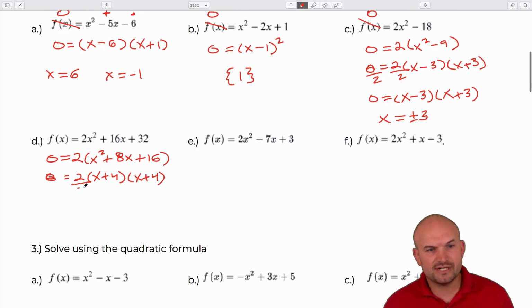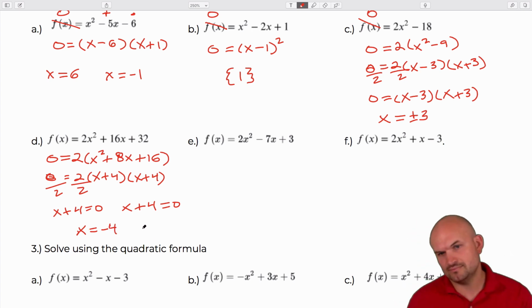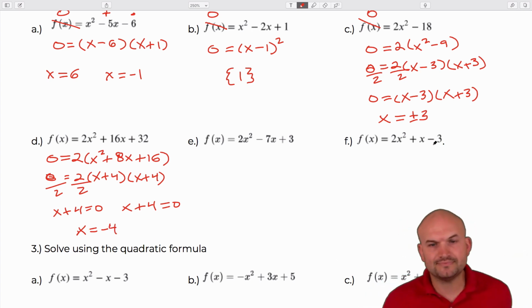But again, what you'll notice here is the 2 gets divided out, so that doesn't impact anything. And then again, you can write this as repeated if you want to. It's just more work, like x plus 4 equals 0 and x plus 4 equals 0. But again, rather than using set notation, we'll just use x is equal to -4. You don't write it twice. It's just a repeated 0, and something we'll talk more about.